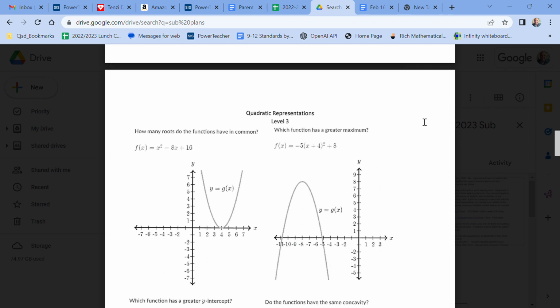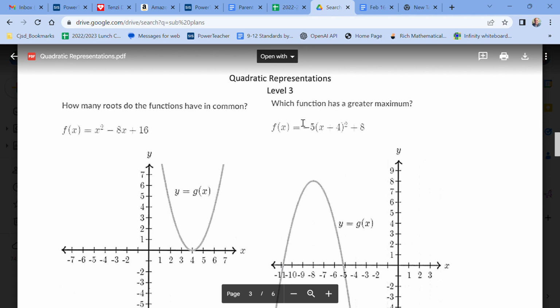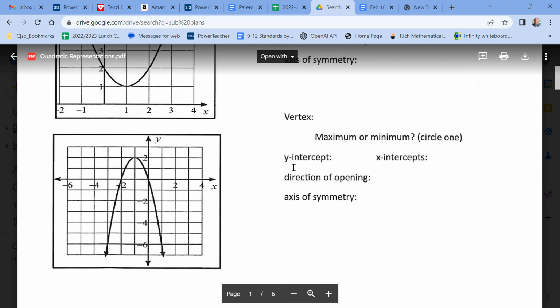Okay, here we go. I'm just going to take you through quadratic representations. I'm going to start with level 3. You've been working through levels 1 and 2 already.